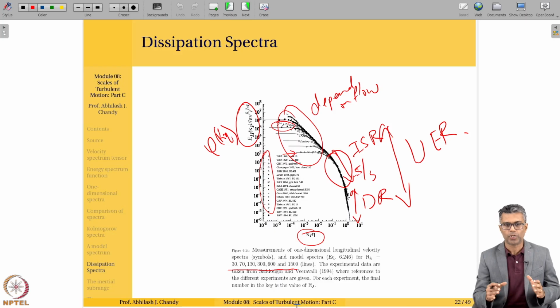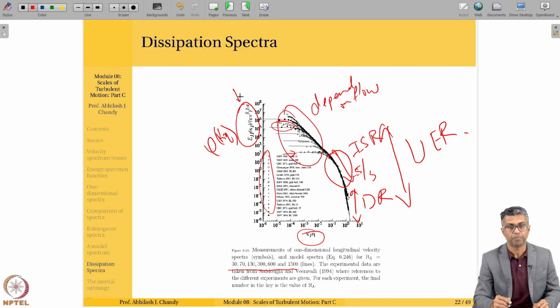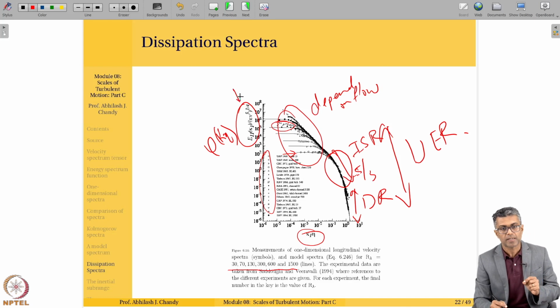So what is shown here is the model spectra of the 1D spectra, okay? And I want to point out that on the y-axis, we have a scaled longitudinal velocity spectra. So that's the 1D, and so it is a longitudinal velocity spectra. And it is scaled appropriately in such a way that it is divided by (epsilon nu to the fifth) to the 1/4, which is what is shown here, right? Now, why is it scaled with epsilon nu to the fifth?